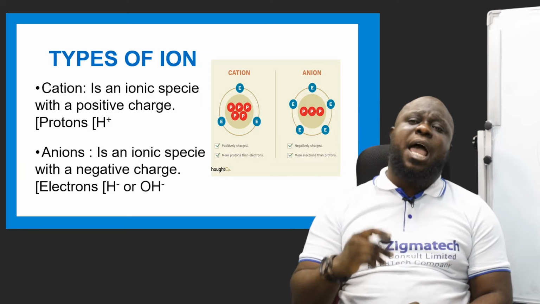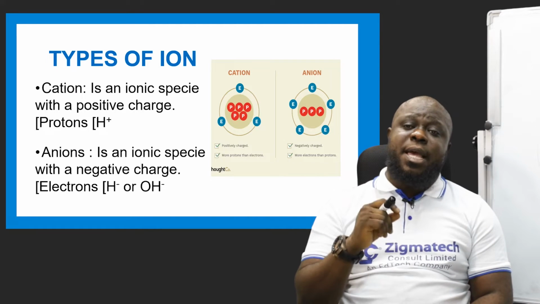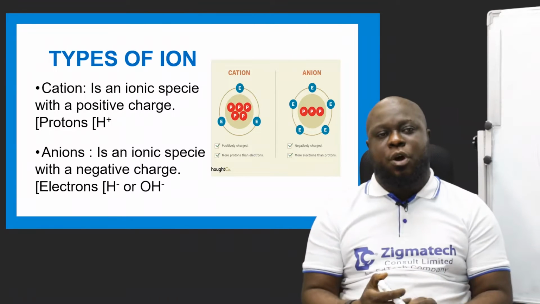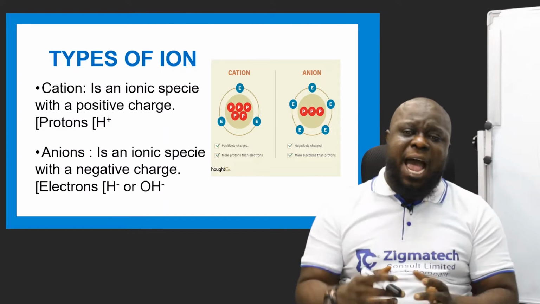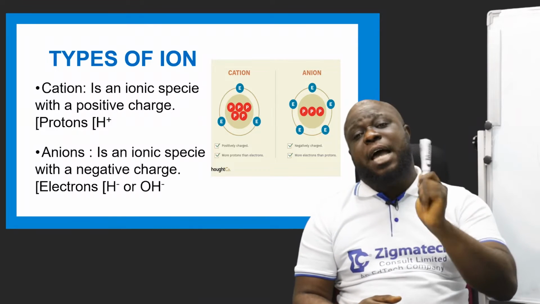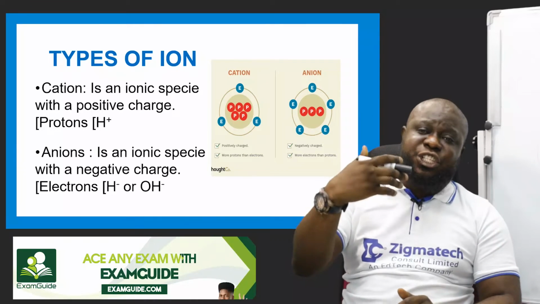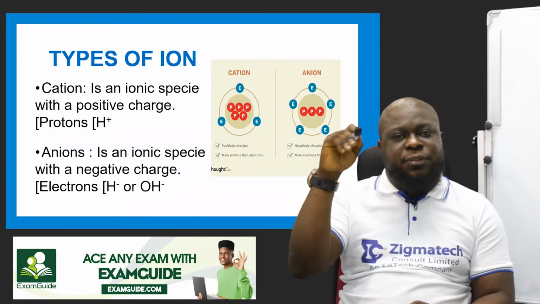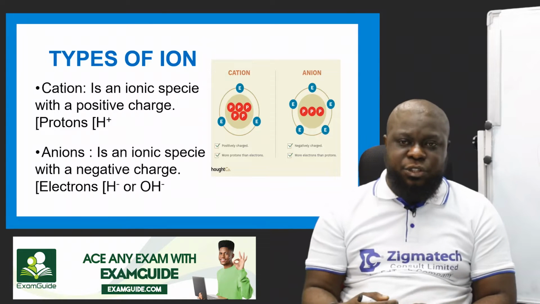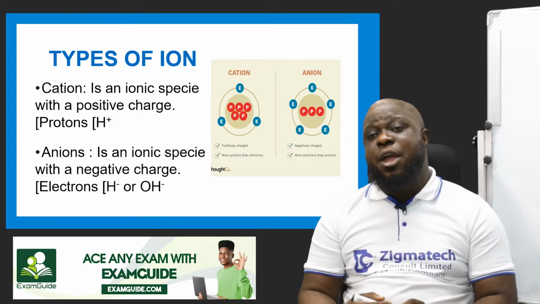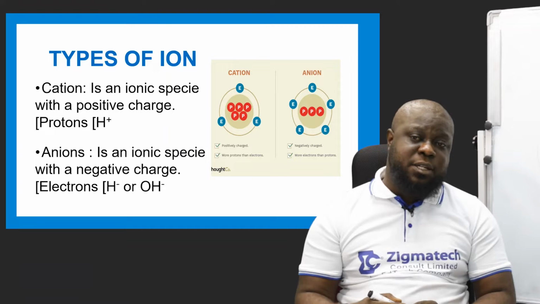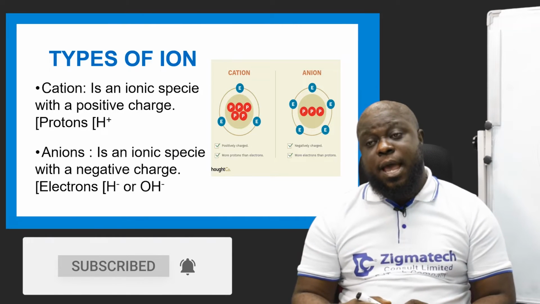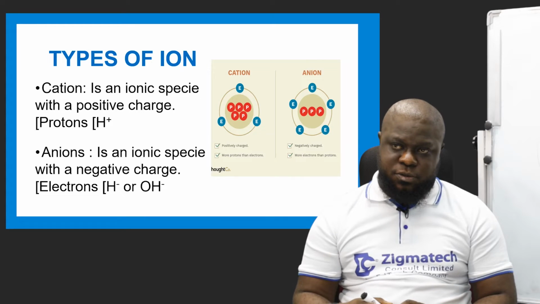The cation is an ionic species with a positive charge. In essence, the cation is the protons. The cation is the hydrogen ion. That positive charge you see at the superscript is the charge of the hydrogen. That particular positive sign you see represents the charge. And anions is an ionic species with a negative charge. In essence, the anions are electrons.